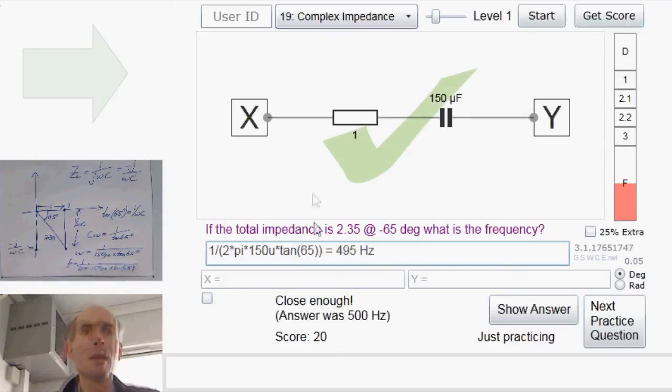Great. Okay, I think that's most of the ideas that you'll need for level 1. Do remember this idea of writing out the impedances on an Argand diagram. It can really help when you're combining them in series like this.